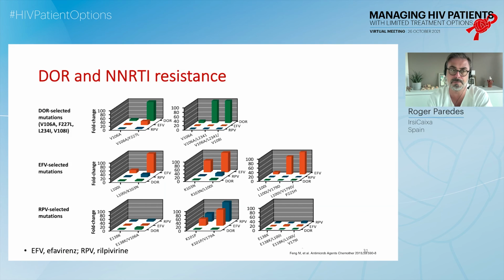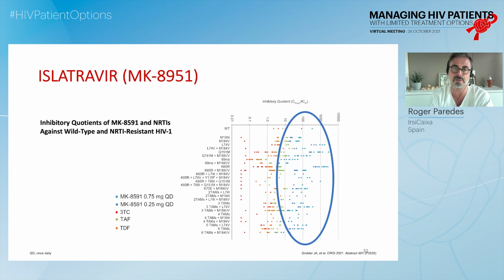achieve viral suppression. Then we have doravirine. Doravirine is an NNRTI, which is very well tolerated, and it has a complementary resistance profile, a different resistance profile from efavirenz or even rilpivirine. And what you can see is that doravirine remains active even in the presence of efavirenz-selected mutations and most rilpivirine-selected mutations. So it is another drug that can be considered for salvage therapy.